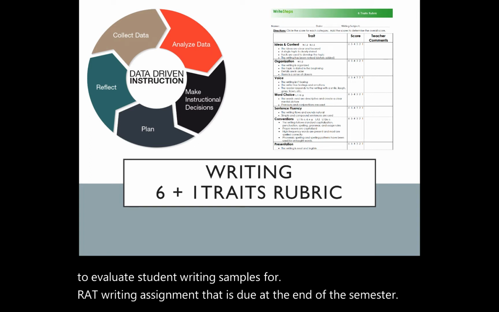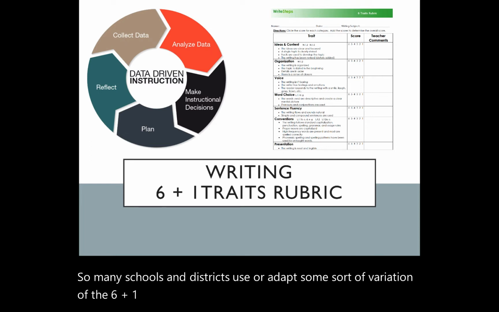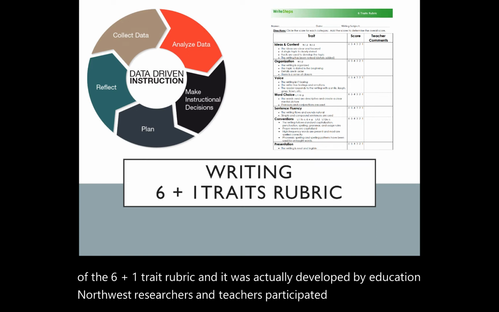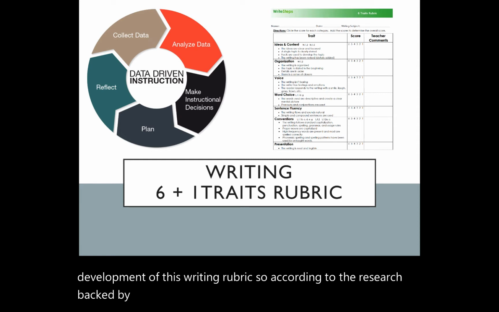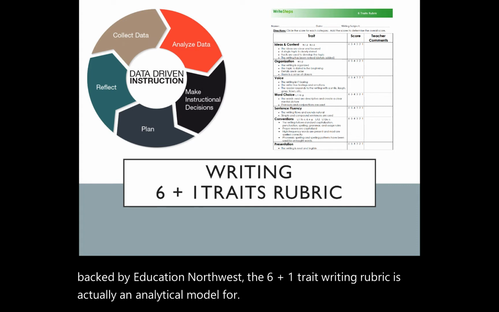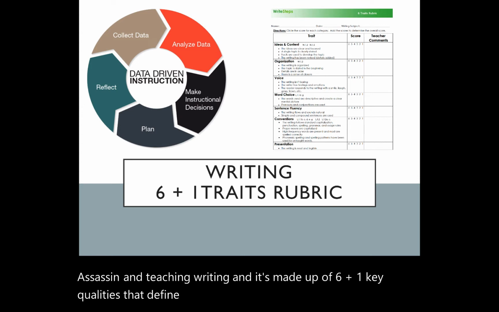So many schools and districts use or adapt some sort of variation of the 6+1 trait rubric. And it was actually developed by Education Northwest. Researchers and teachers participated in the development of this writing rubric. So according to the research backed by Education Northwest, the 6+1 trait writing rubric is actually an analytical model for assessing and teaching writing. And it's made up of 6+1 key qualities that define what strong writing truly is.